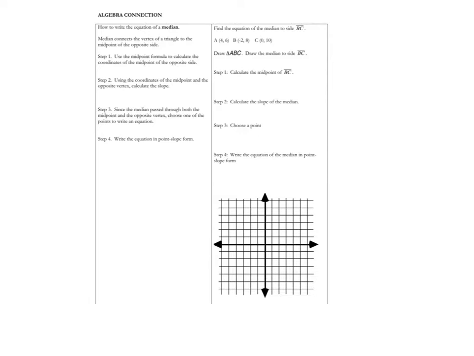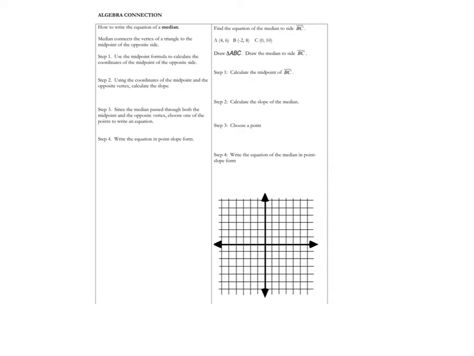I ask that you watch this video, maybe play it back a couple times, and tomorrow in class you can complete the worksheet after the algebra review quiz. So we're going to go ahead and start with writing the equation of a median.